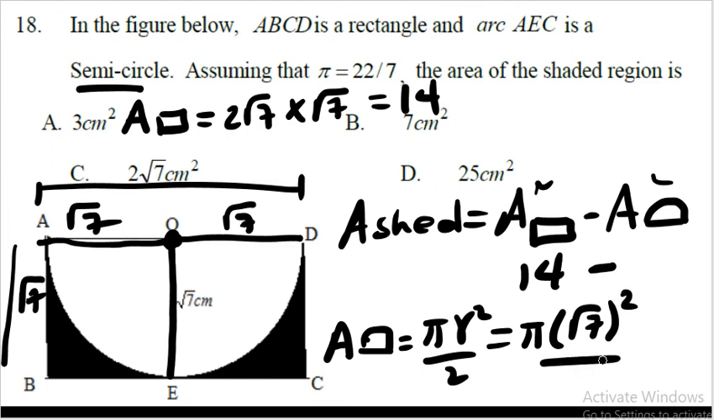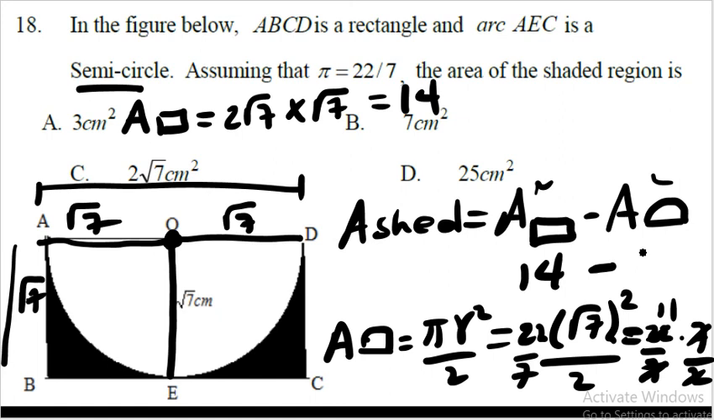squared, over 2. But the pi value is given to you. Instead of pi, I can write 22/7, and radical 7 will be cancelled out by the square. So it's going to be 22/7 times 7/2. Cancel 7 by 7, and 2 by 22 gives 11. So 14 minus 11 is going to be 3. That will be the answer, which is found at A.